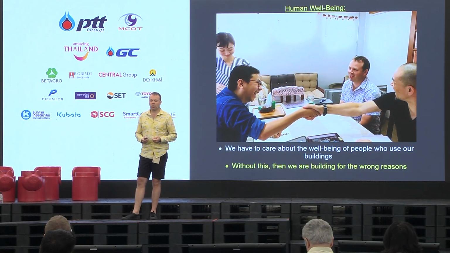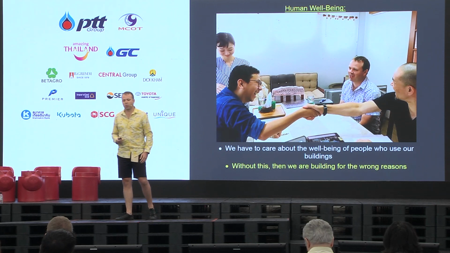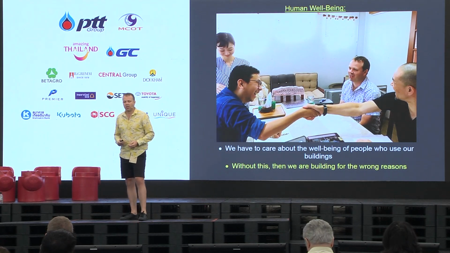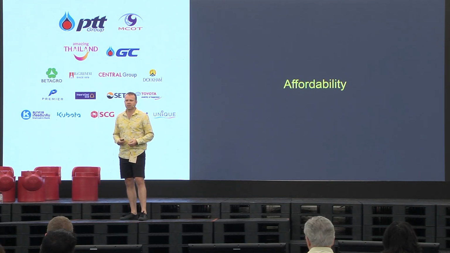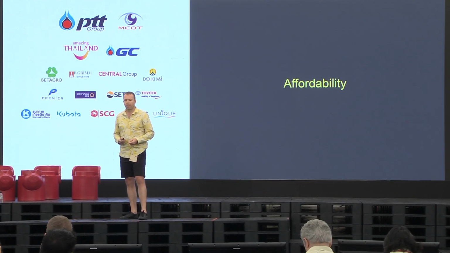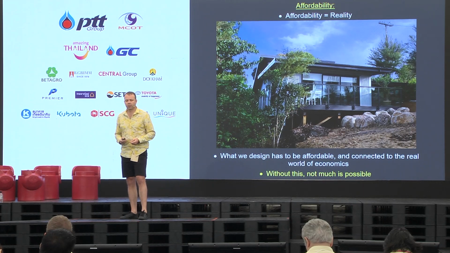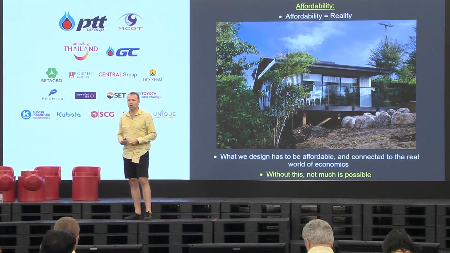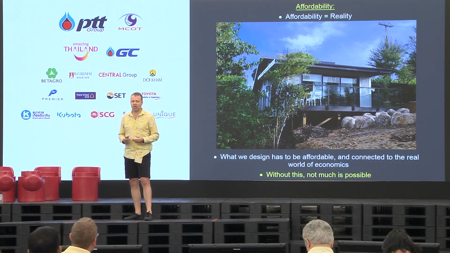Back to human well-being. We have to care about human well-being and people that use buildings. Without this, then we are designing for the wrong reasons. Affordability. What we design has to be affordable and connected to the real world of economics. Without this, not much is possible.